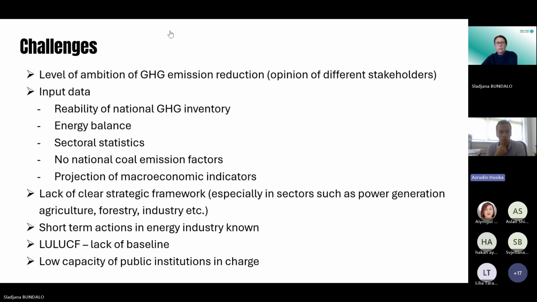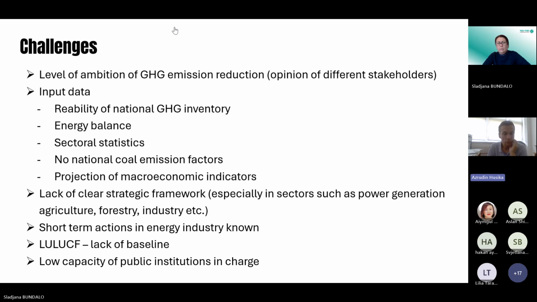Also, lack of projections of macroeconomic indicators is a challenge when we are talking about GHG projections and applications of the LEAP model. Then there is a lack of a clear strategic framework, especially in some sectors such as energy, especially in the power generation sector. There is a clear strategic framework at least until 2030, but after 2030 there are a lot of uncertainties regarding the strategic framework. Short-term actions in the energy industry are known. However, long-term planning is missing.